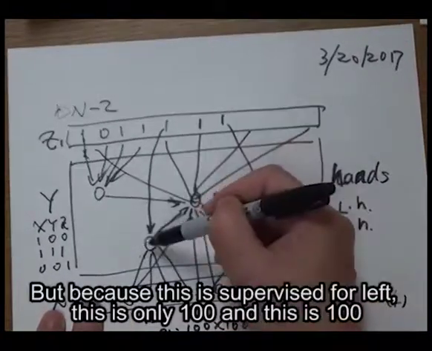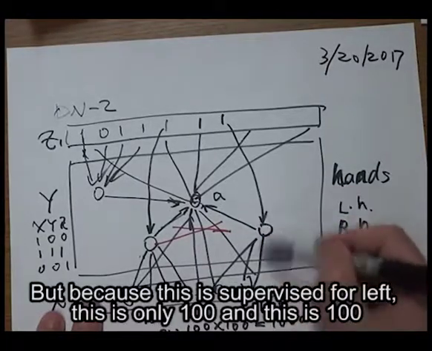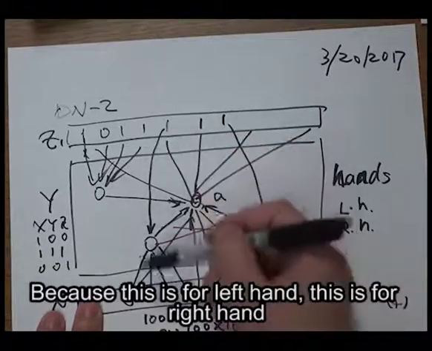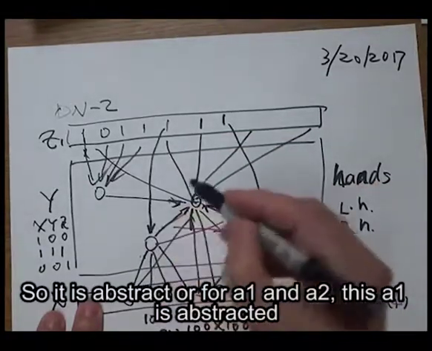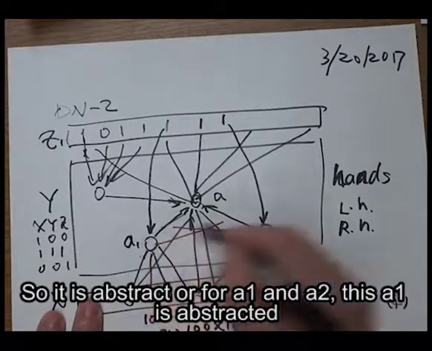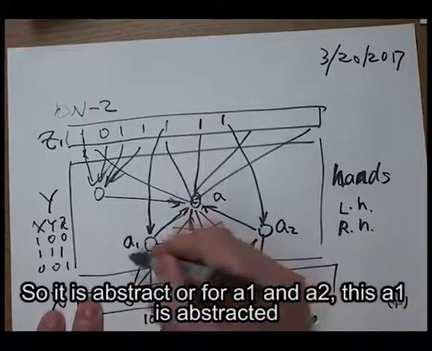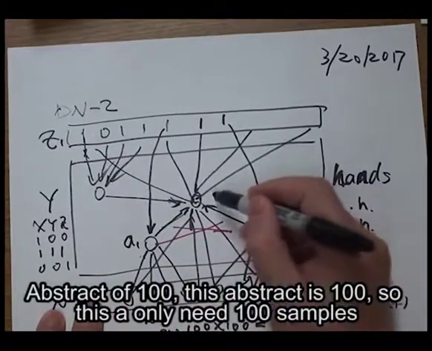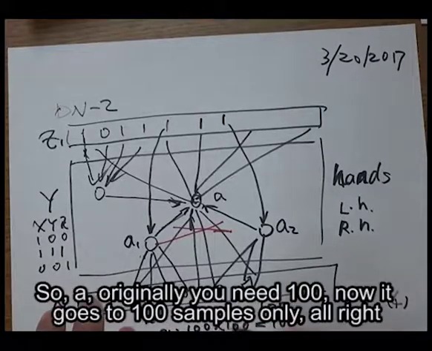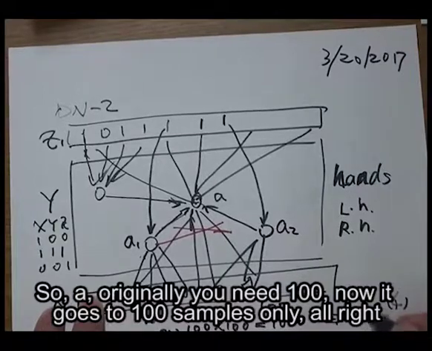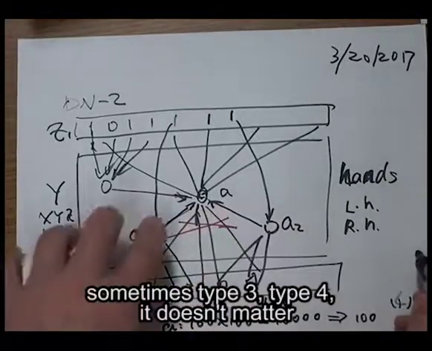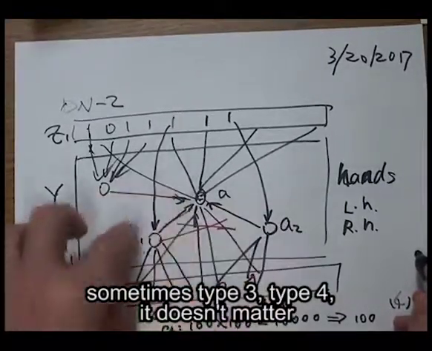But because this is supervised for left, this is only 100, this is 100, and the number of samples you need is only 100. Why? Because this is for left hand. So it's abstract. For A1 and A2, this A1 abstracted. All right, abstract 100. This abstract 100. So this A only needs 100 samples. So A originally you need one. Now it goes to 100 samples only. All right. This 100 samples does not have to be present all the time. Right? It sometimes is times 3, times 4, doesn't matter because this is abstraction.